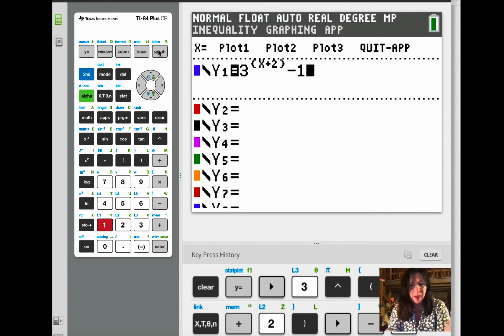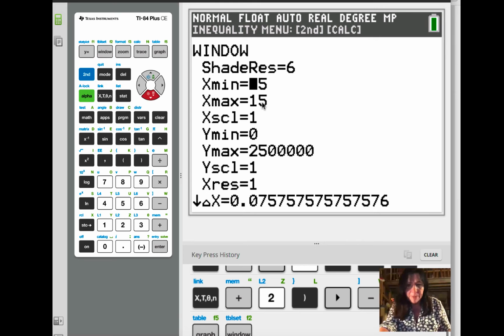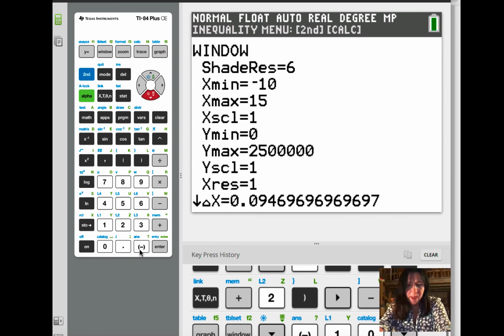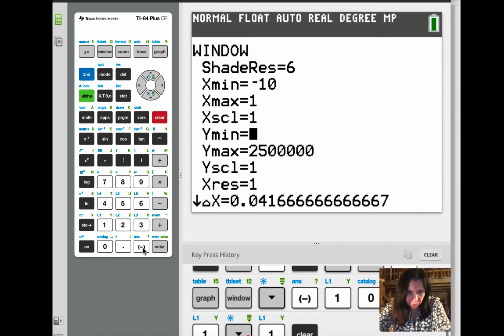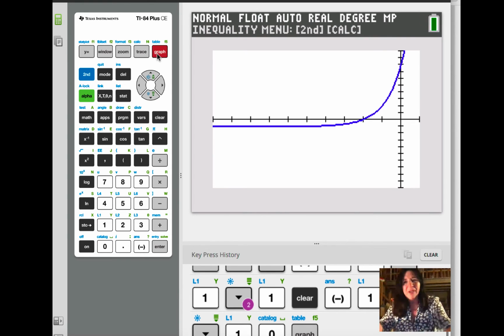And then now I would graph that. Well, okay, there it is. And I know my window's a little bit weird because we were doing exponentials before. So I might just play with that. Bring that back down to minimum, -10, and my maximum, not 250,000, definitely not. Let's just say 10. And then I go back to graph, and there's my graph.